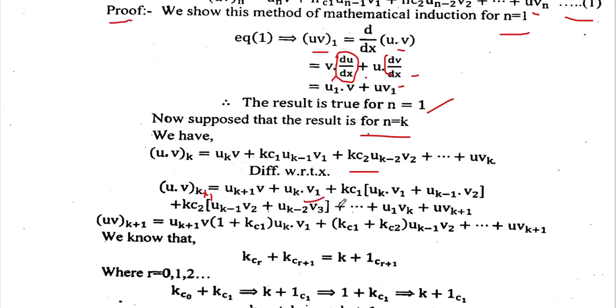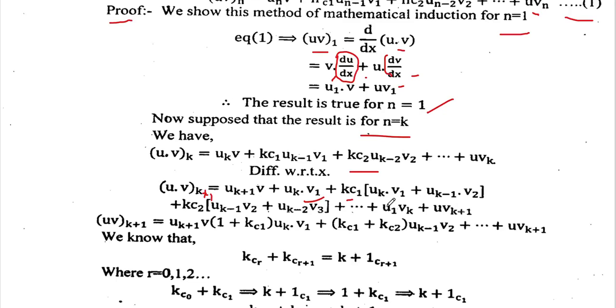Now second term, kC1 as it is. Now we will apply the product rule for this term. So what is the product rule for this? Derivative of first function into second function, uk v1 plus u(k-1) v2, plus first function into derivative of second function. In this way we can write. Okay, so here u(k-2), so here k minus 2.